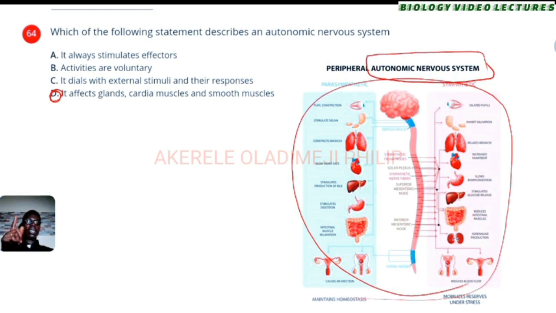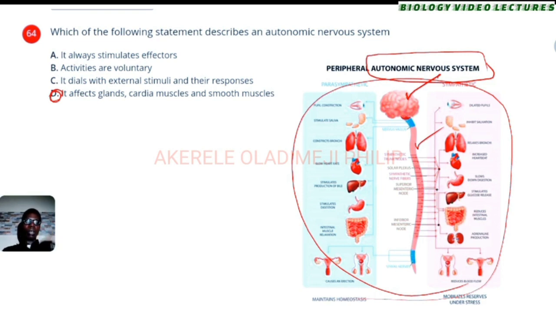Let me say this in case you've forgotten: the nervous system is divided into central nervous system and peripheral. The central nervous system is made of brain and spinal cord, while the peripheral is made up of all the nerves that come out, that originate from the brain and spinal cord. All the nerves put together form the peripheral nervous system. Amongst all those nerves, there are some that work to control automatic functions, involuntary actions, and those are called the autonomic nervous system. That's how it is written here.